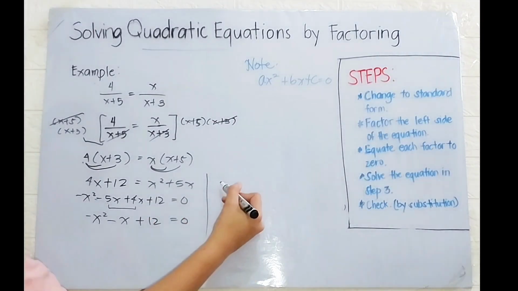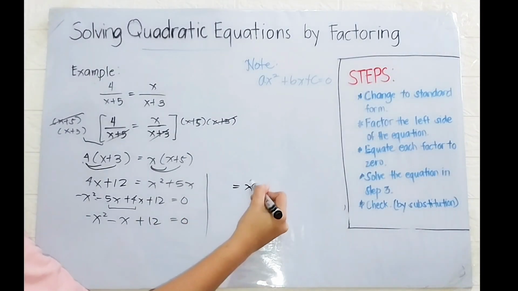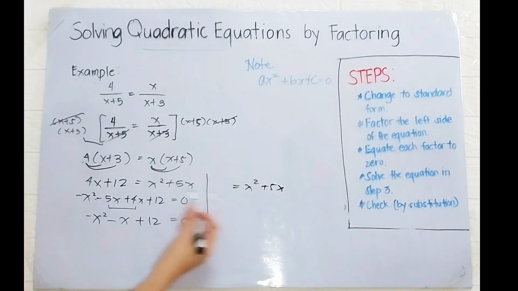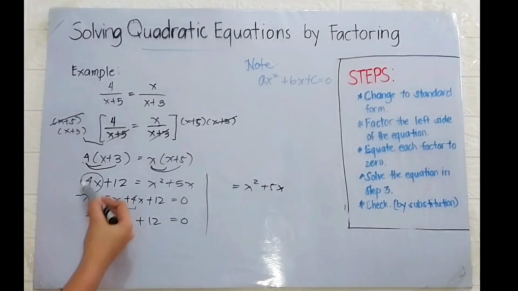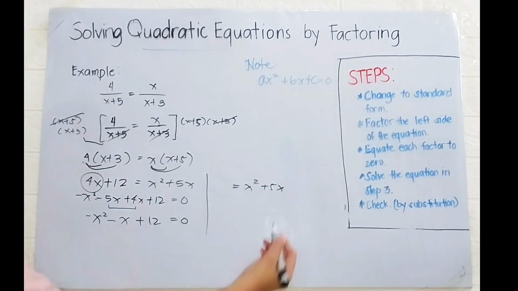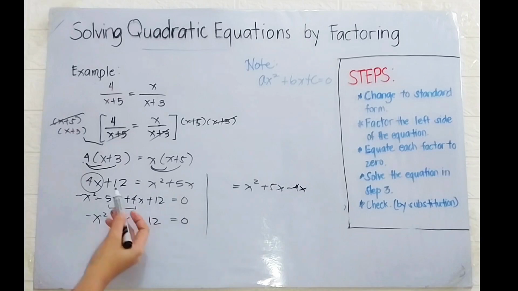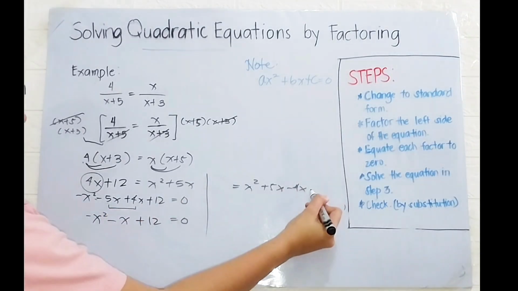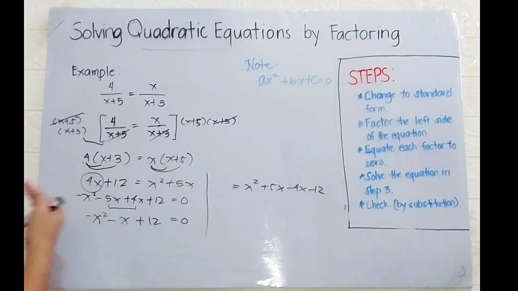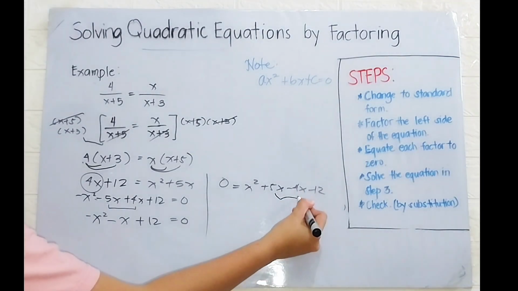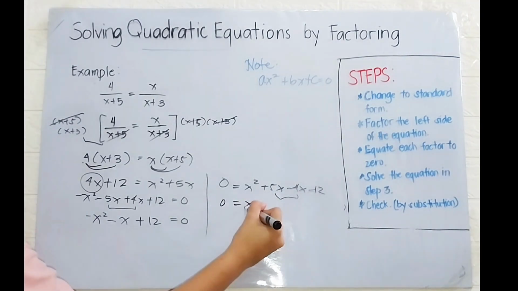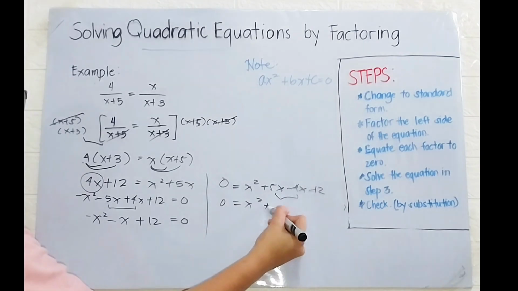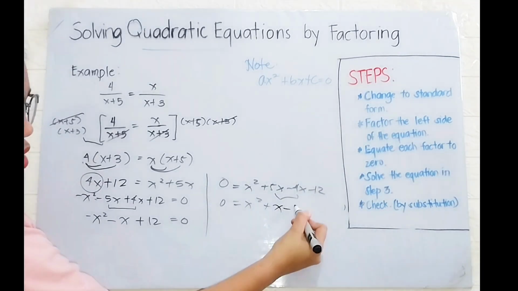So, from x squared, ang gagawin ko na lang, x squared plus 5x. Si negative 4x, ang ililipat ko sa other side, it will become negative 4x. And then, from positive 12, it becomes negative 12. Since wala nang natira on the other side, nandun si 0. So, combine like terms. 0 is equals to x squared plus 5 minus 4 is 1. So, positive x minus 12.